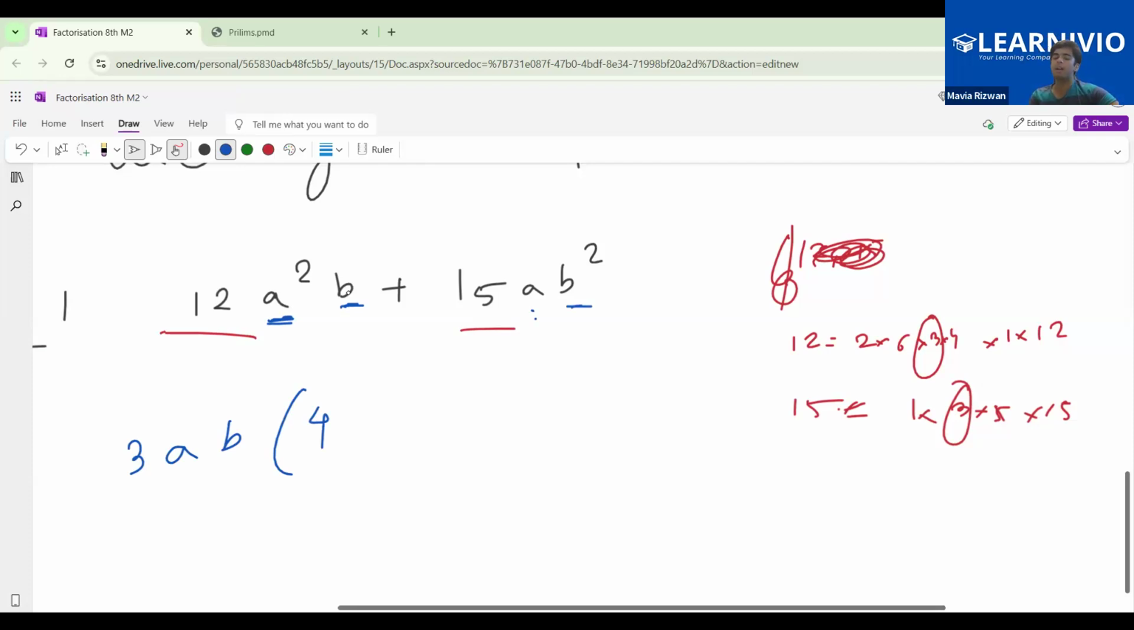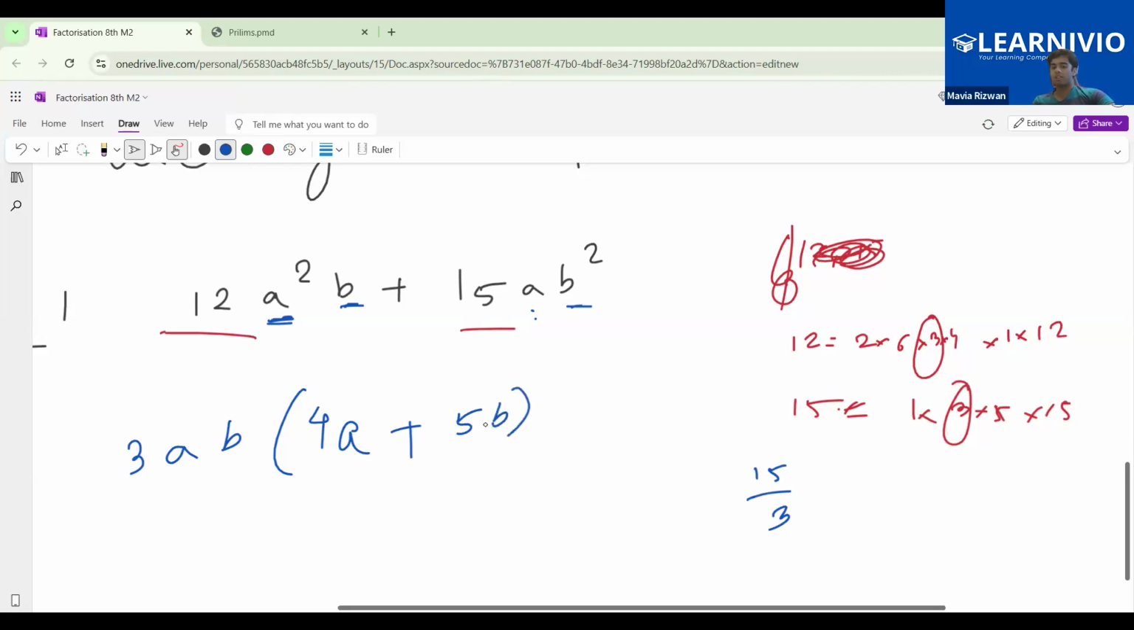And a square b. Out of a square b, I took out 1a and 1b. So basically I'm left with 1a, because a square means a into a. So I took out 1a, I'm left with another a. Plus 15. From 15, I took out 3, so 15 by 3 is 5. So this is 5 left here. 1a I took common out, 1b I took common out, so I am left with another b.